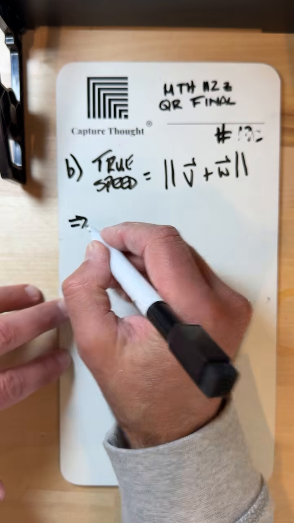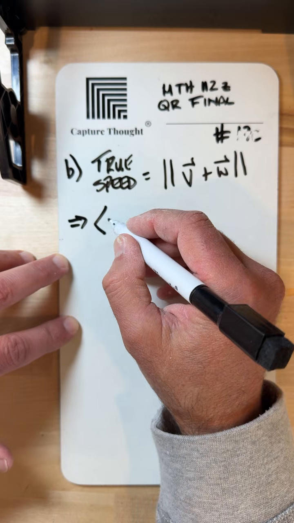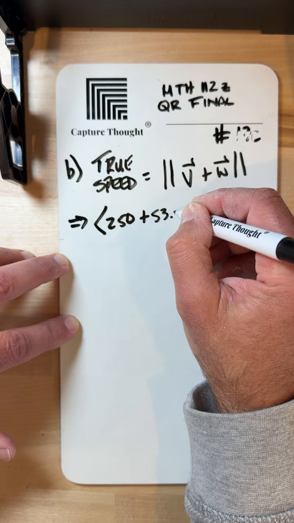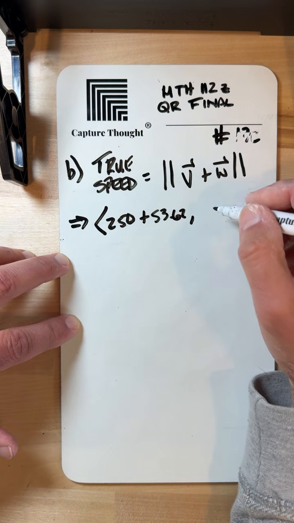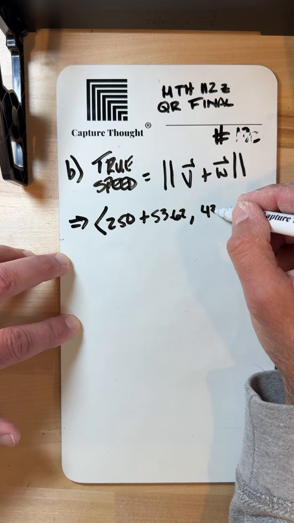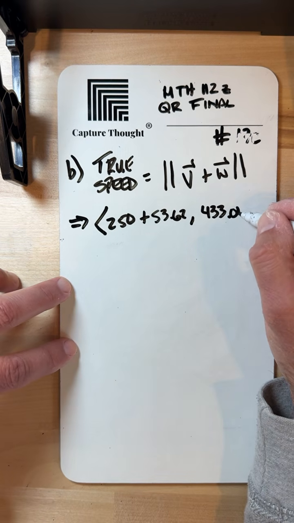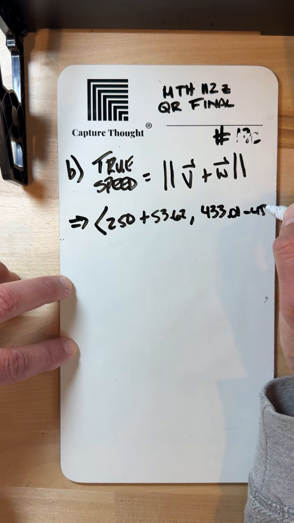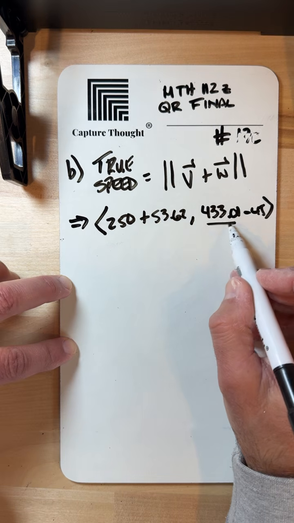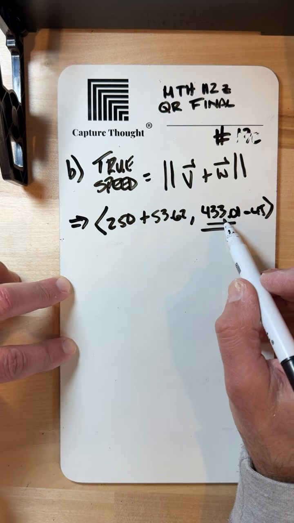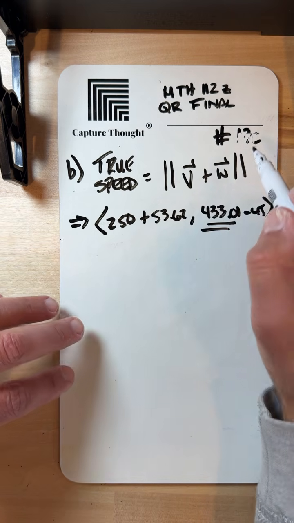So that is going to be, I'm going to take my 250 and then add to that my 53.62. That's all my X component stuff. And then take my 433, I think I forgot to mention that one, 0.01, and then subtract my 45. This stuff right here is 250 times the square root of 3. So that's what you would get. I think I forgot to put that in the last video.